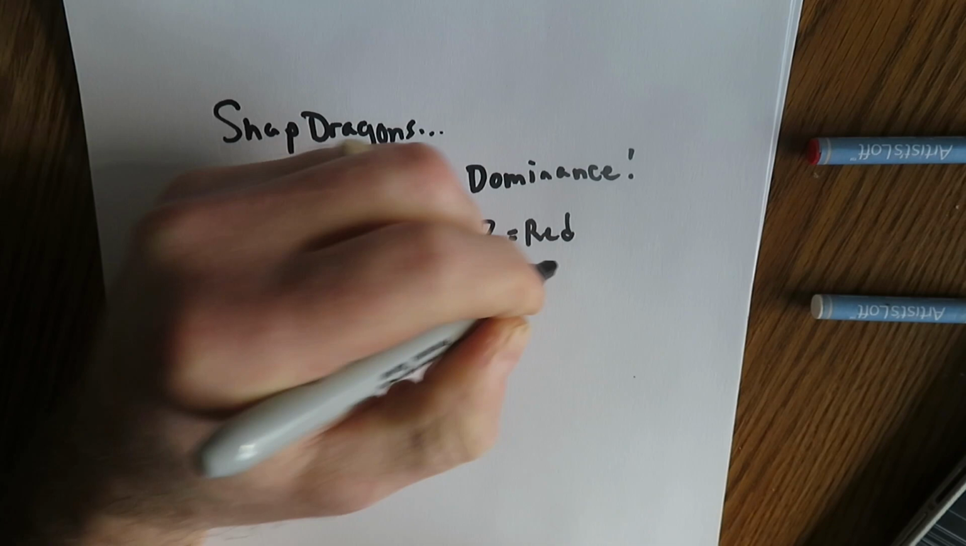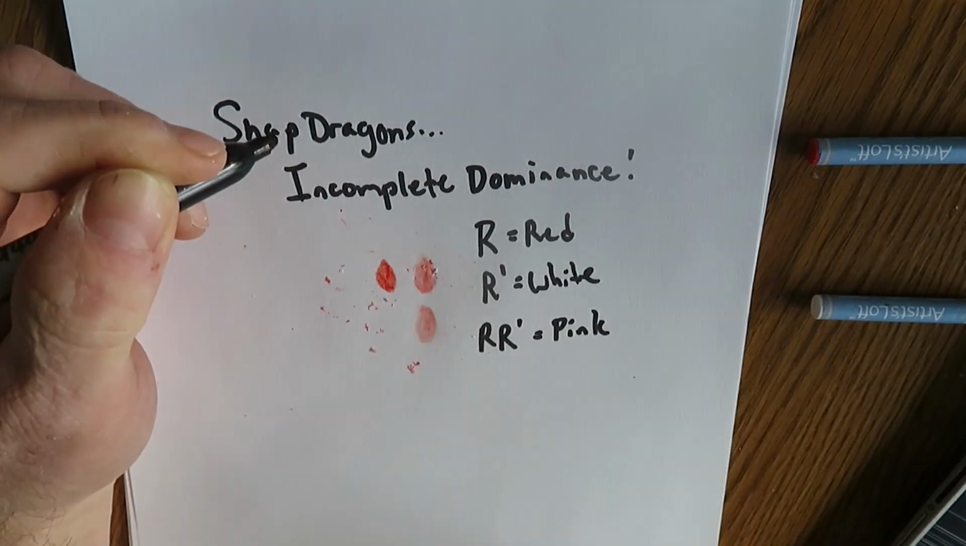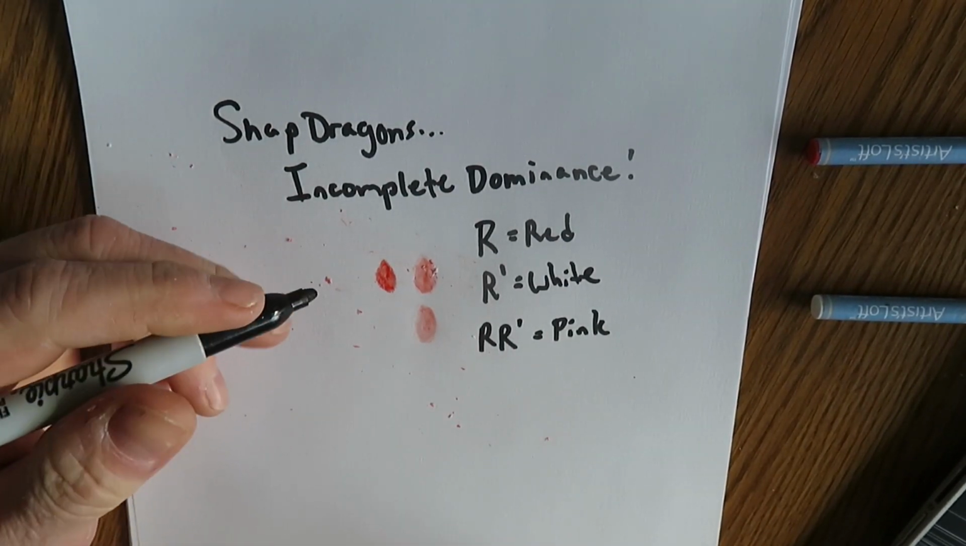So if I was going to take all pink snapdragons and breed them, what I'm going to see is big R, R prime, or pink snapdragons.